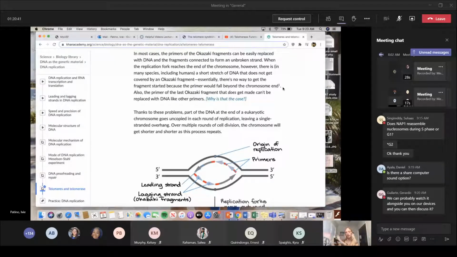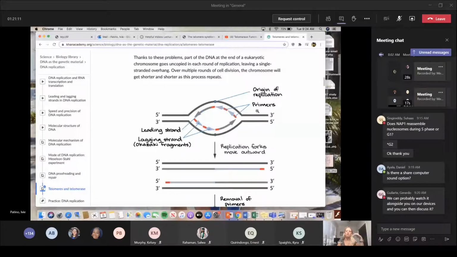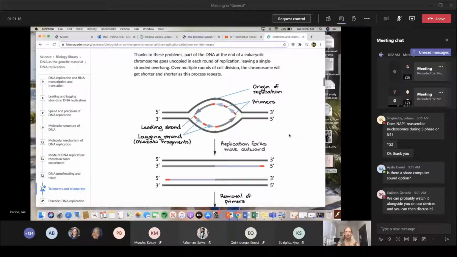So if we don't have a primer and DNA polymerase can't self-initiate, that region of the chromosome is just not going to be replicated. And then also we run into the problem of this primer on the last Okazaki fragment that does get made can't be replaced with DNA like other primers. And we know that RNA does not transmit the information, it doesn't carry the information from the parent cell to the daughter cell. So then we're still going to run out of our coding regions of our DNA. So that's why we get telomeres.